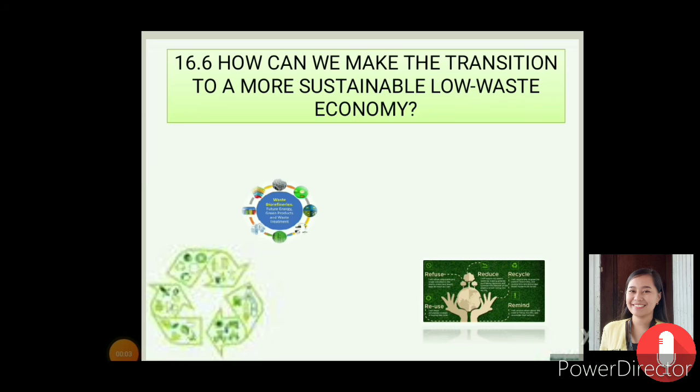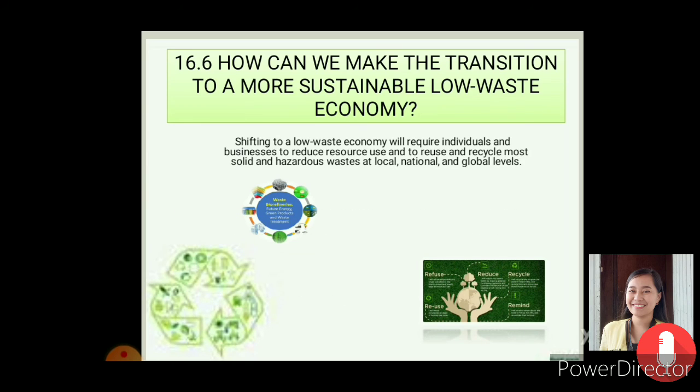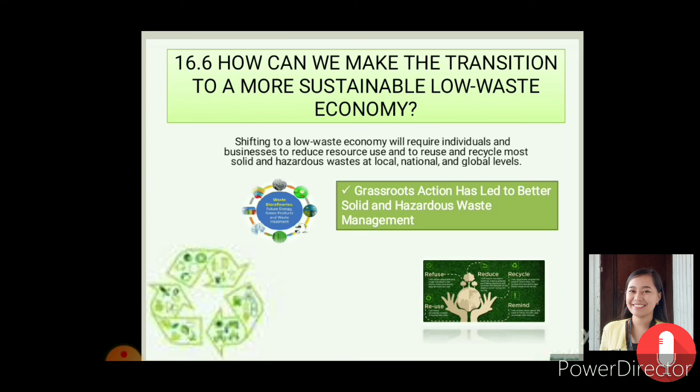So how can we make the transition to a more sustainable low-waste economy? Shifting to a low-waste economy will require individuals and businesses to reduce resource use and to reuse and recycle most solid and hazardous waste at local, national, and global levels. The first action: grassroots action has led to better solid and hazardous waste management. Second, we can encourage reuse and recycling. So the question is, how can we encourage reuse and recycling?